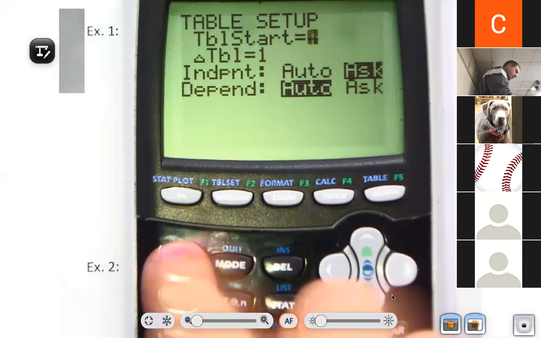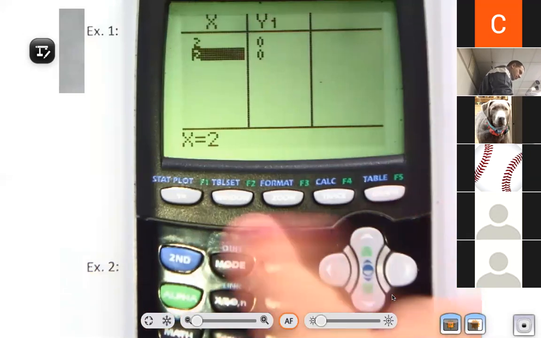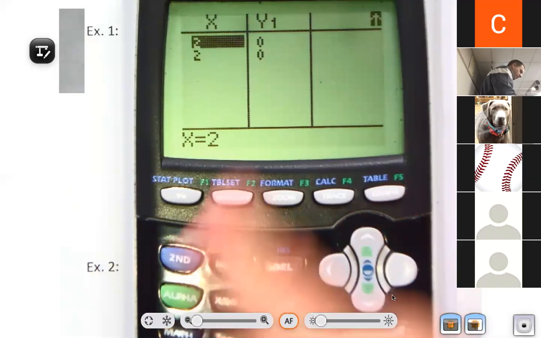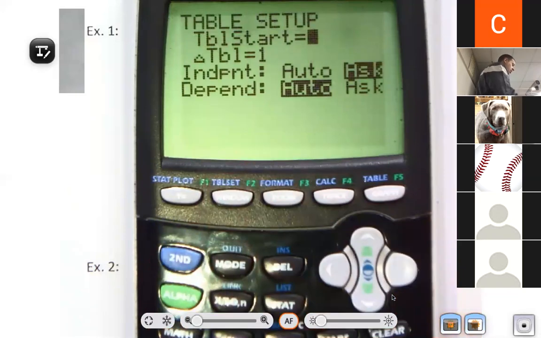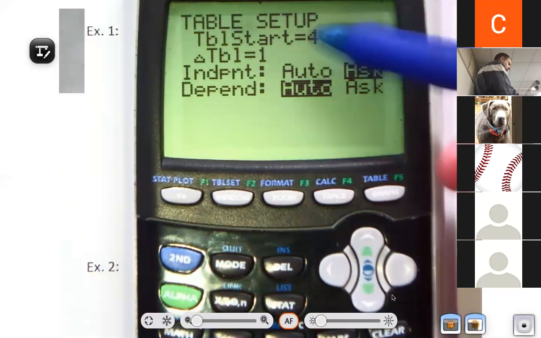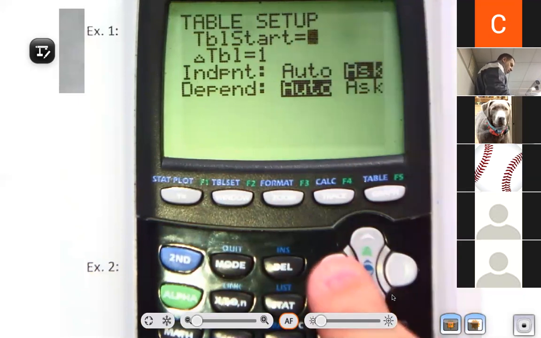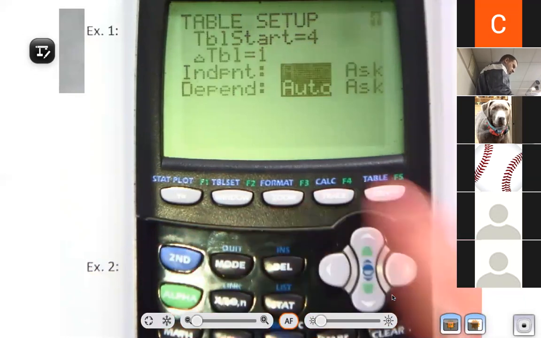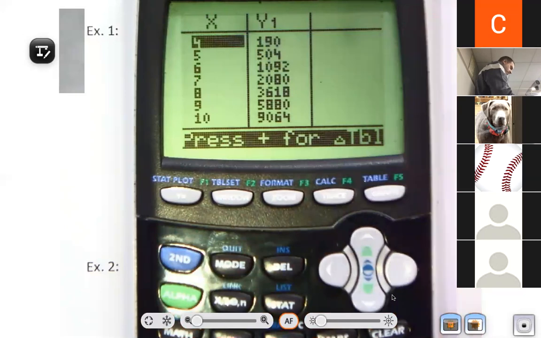Probably because in my table, oh, I actually don't know. I thought maybe I had 4 in there. Well, the table start won't even matter since I changed this to ask. It would only matter if it was auto. Like if I change it back to auto, I bet my table will start at 4. All right.